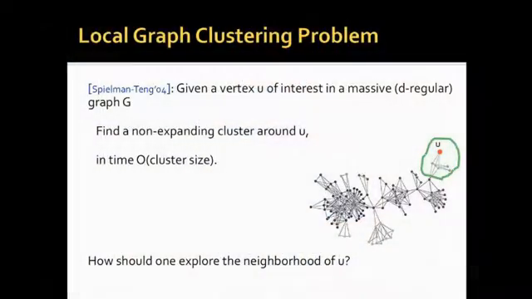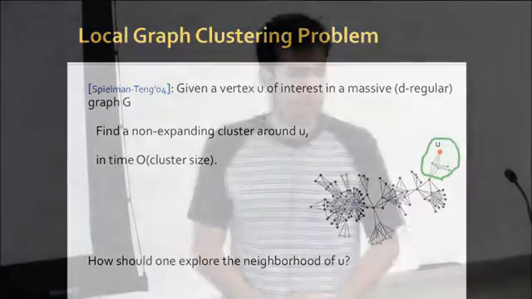In order to overcome these deficiencies, Spielman and Teng suggested the following interesting problem, which is called the local graph clustering problem.